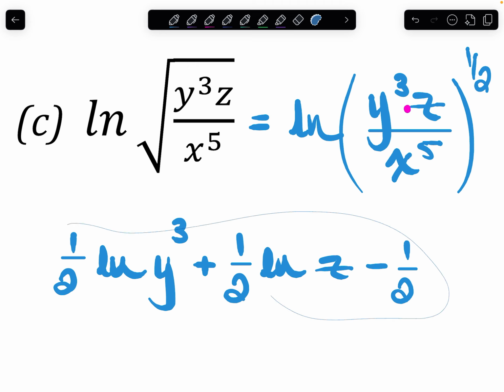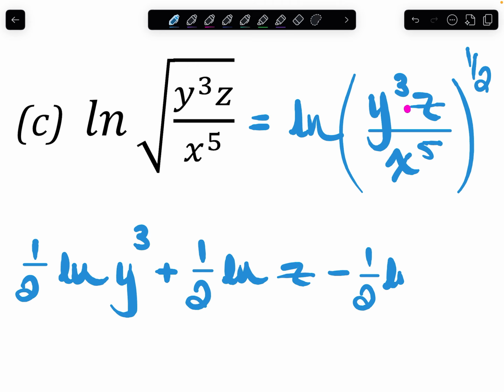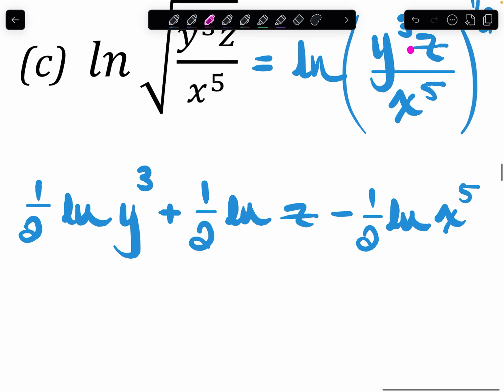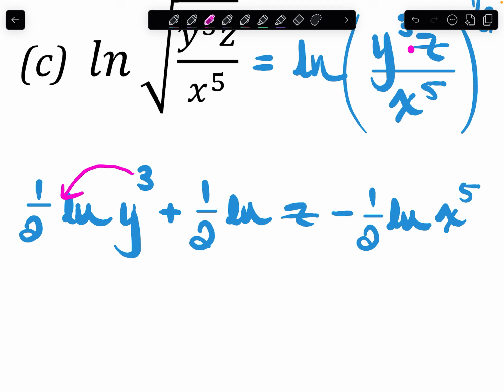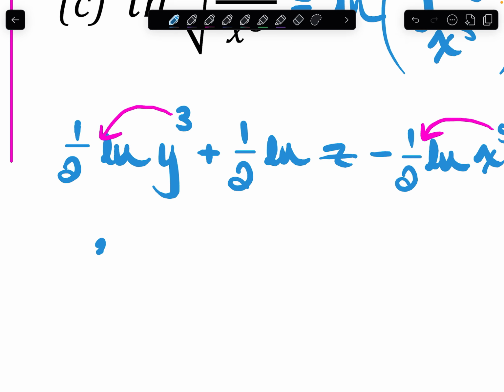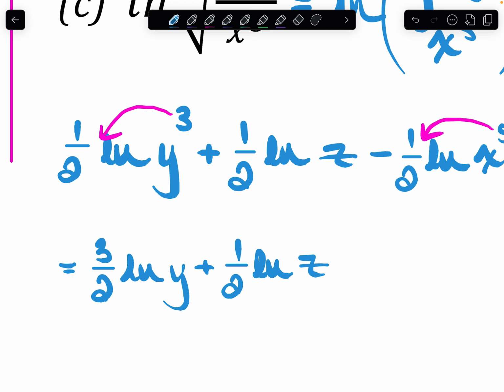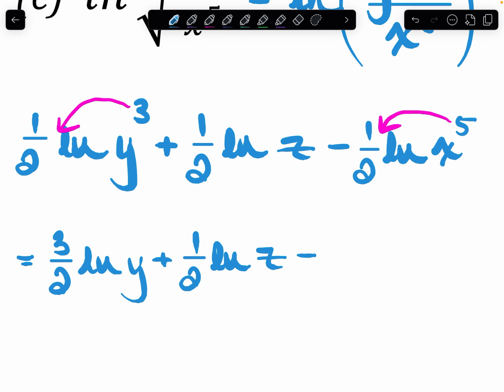I'm about to run out of room. And then it's ln x to the 5th. Then we can move our additional exponents. So the 3's got to go. Any additional exponent you move out is just going to get multiplied by whatever's already there. So if we move the 3 down and multiply, 3 times 1/2 is 3 over 2 ln y. Plus the z is just a 1, so it's just going to stay 1/2. Minus, and then we're going to move the 5 down. 5 times 1/2 is 5/2 ln x.